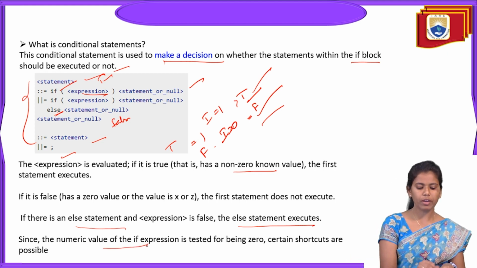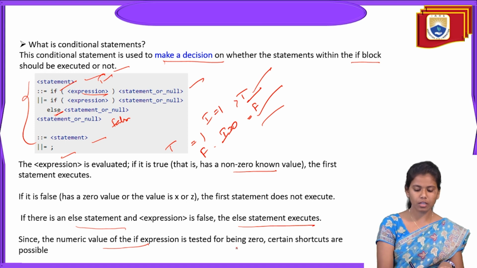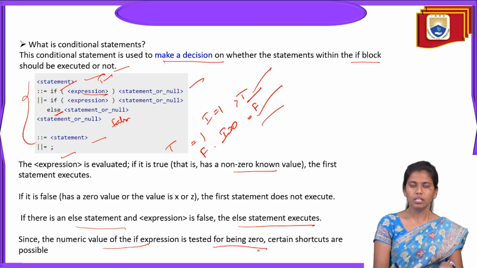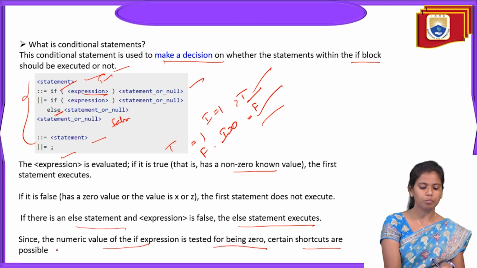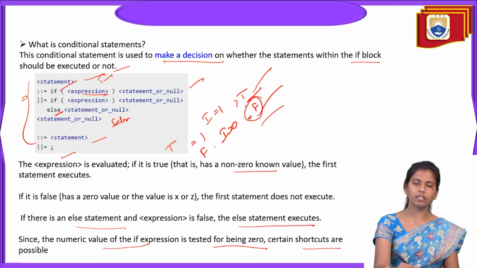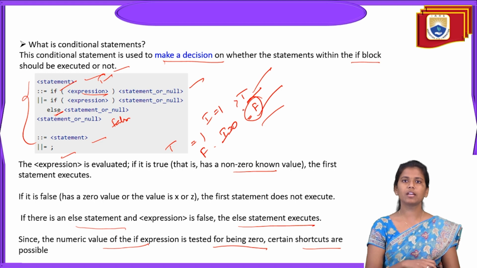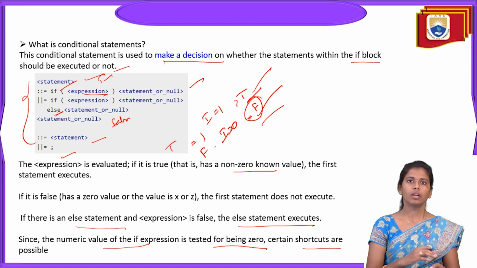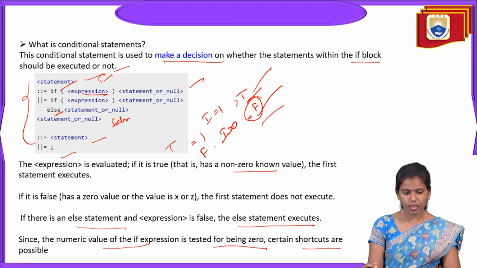Then the numeric value of the expression is tested for being 0. Certain shortcuts are possible. As it goes with the else as false, there are a few shortcuts in order to simplify the conditional statements if and else.